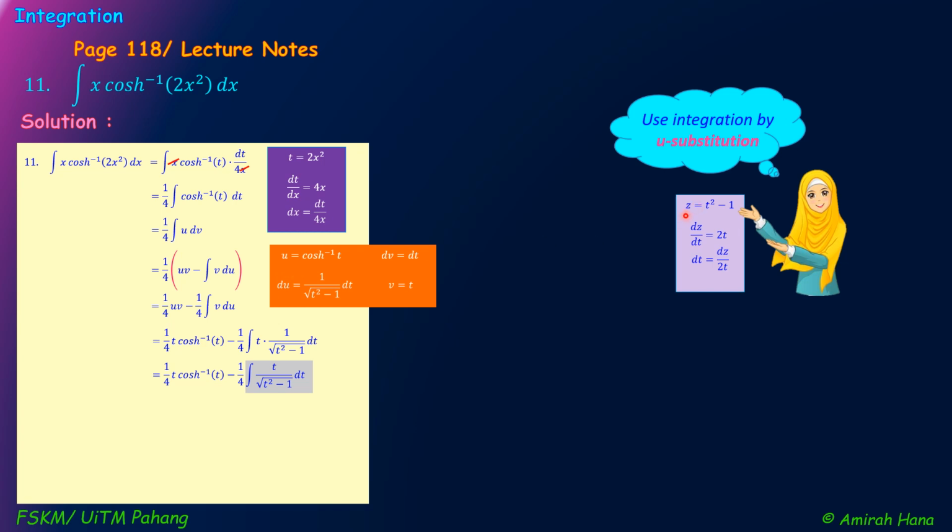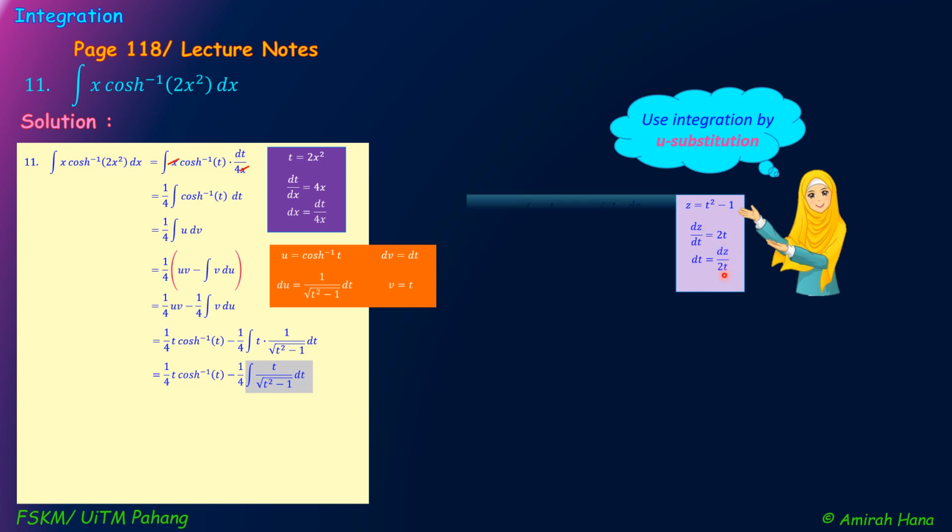So z equals t squared minus 1. Every time we use u substitution, in this case z substitution, we need to differentiate. We have z and variable t, so after we differentiate, we got dz over dt. Differentiating t squared with respect to t, we got 2t. Differentiating minus 1, we got 0. Then we write dt as the subject, so we just cross multiply. So we got dz over 2t.